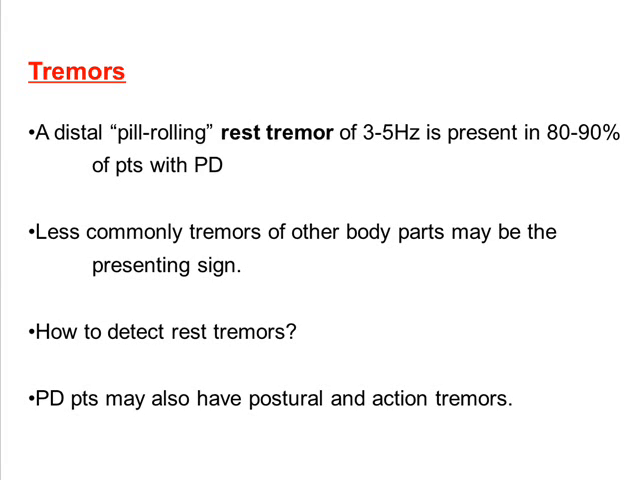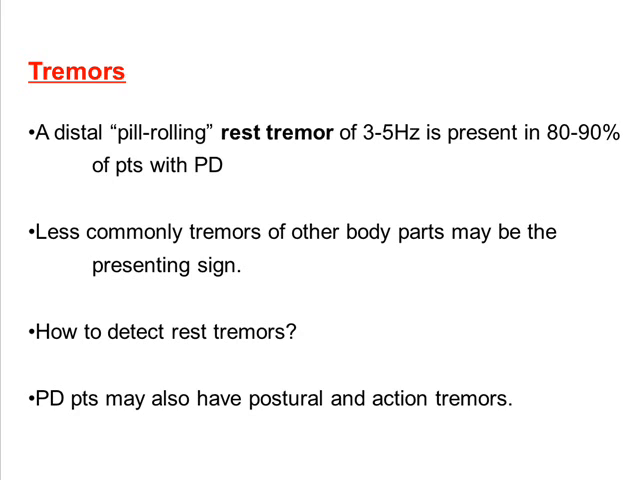The tremors in Parkinson's disease are typically described as rest tremors, meaning that it's more obvious when the patient's limbs are held supported against gravity. So how would you examine for tremors?